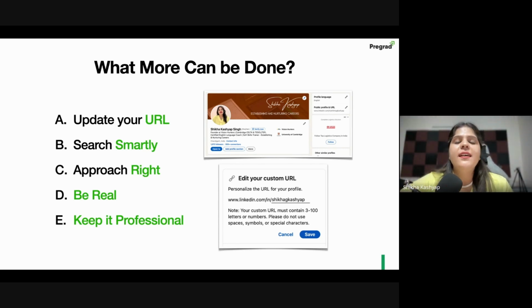Now, my third point is approach right. That's very important. When you are talking to someone, please remember this is LinkedIn, again, not Facebook. So you cannot tell someone, hi, how are you? I hope you're doing good. No one is interested. If I get a message, hi, ma'am, how are you doing? It's nice to connect with you.